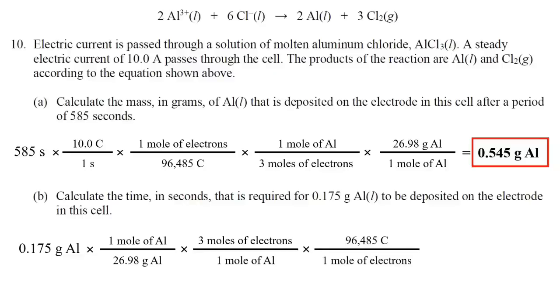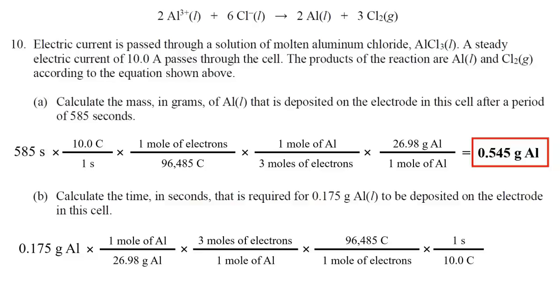We still have 10 amps. That would be 10 coulombs per second. I will flip that ratio upside down, so it's going to be 1 second on the top, and then 10 coulombs of electric charge on the bottom. So I just reversed my steps from the strategy for solving part A. So 0.175 divided by 26.98 times 3 times 96,485, and then divided by 10.